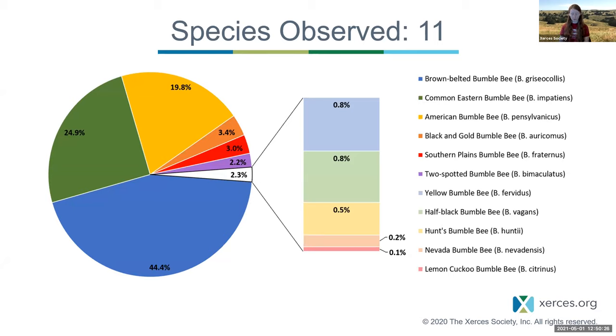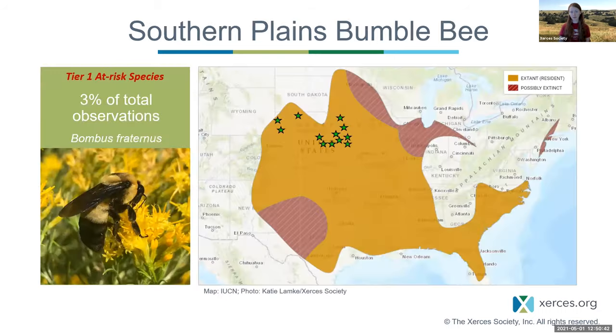One of the ones I want to point out here particularly is the Southern Plains bumblebee. This is one of Nebraska's species of greatest conservation need. And that one you can see here represented 3% of all observations. And when we look at this species' range map, the areas in orange are where it still resides, and the areas in red are where it's starting to show its decline. And the green stars on the map are the broad regions of where Atlas volunteers observed this bee in the last 2 years.